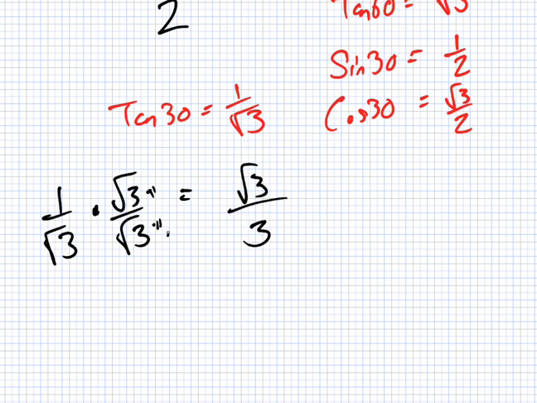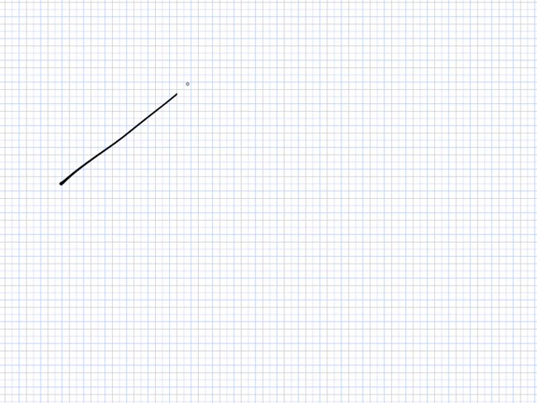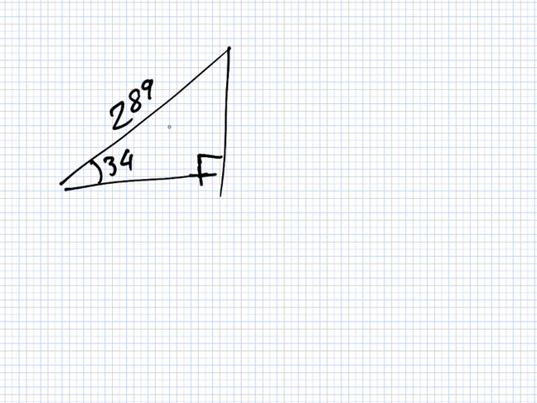Okay, so let's look at some examples using sine and cos to find missing sides. So if I draw this triangle, and I tell you that this is 289, this is 34, this is 56, and I want x here. So which should I use? Sine, cos, or tan? What do you think?